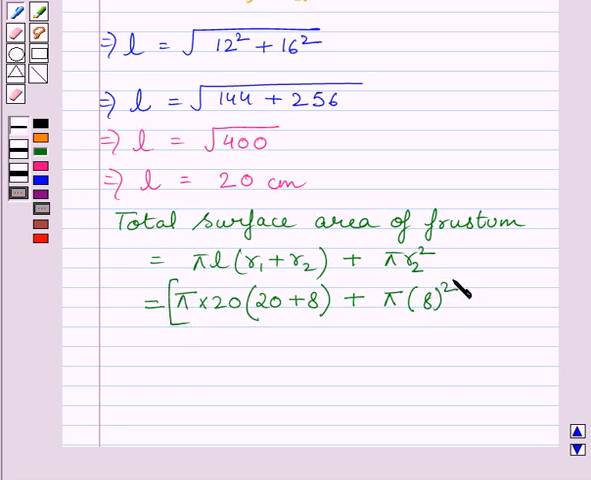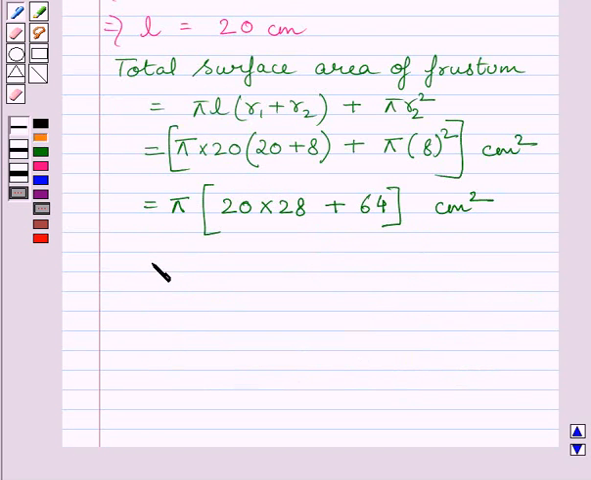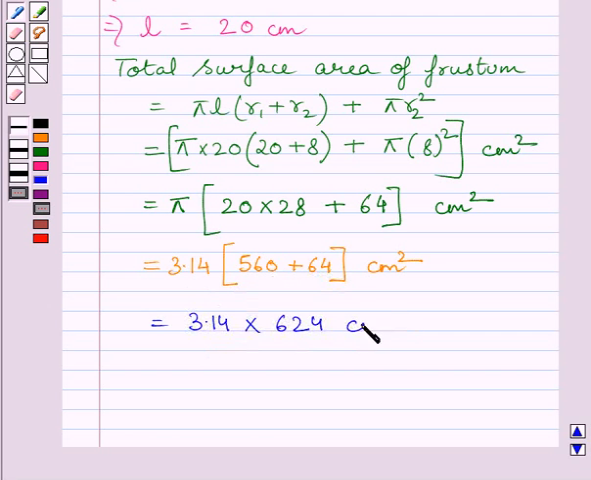Now clearly we can see pi is common in both these terms. So we can write this expression as pi multiplied by 20 multiplied by 28. We know 20 plus 8 is equal to 28, plus 64. We know square of 8 is equal to 64. Now we will substitute 3.14 for pi and we get 3.14 multiplied by 560 plus 64 centimeter square. Now adding these two terms, we get 624. So we can write this expression as 3.14 multiplied by 624 centimeter square. Now this is further equal to 1959.36 centimeter square.